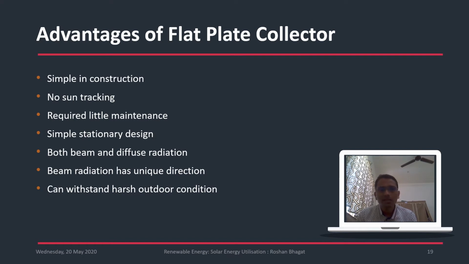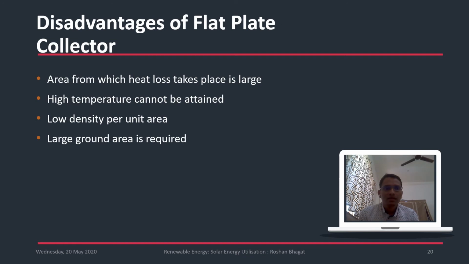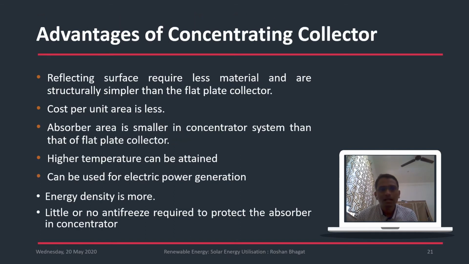Beam radiation has a unique direction, so it can withstand harsh environmental conditions also. If harsh environmental conditions are there, it is recommended to go for a flat plate type of collector. Now some of the disadvantages of the flat plate collector: the area from which heat loss takes place is large. High temperatures cannot be achieved. Low density per unit area, so a large ground area is required. These are some of the disadvantages of a flat plate collector.